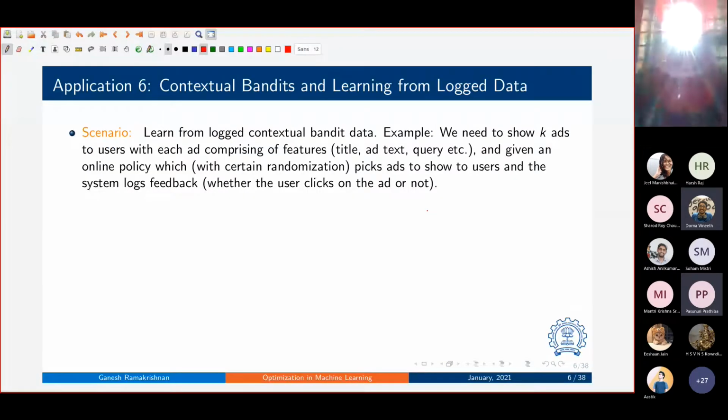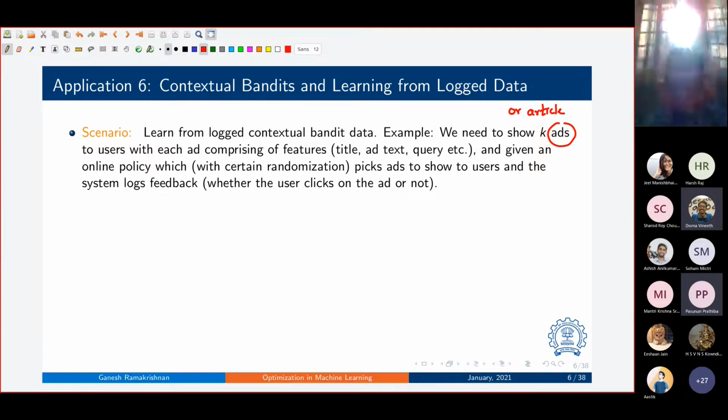Let me go back to this definition. Let's say we show ads or articles; in this case, articles could be ads. The users could be men or women, and each article or ad, I'm just going to say ad slash article. You show these ads or articles to users, with each article consisting of features. What would those features be? There could be the title, the text, the query, and so on.